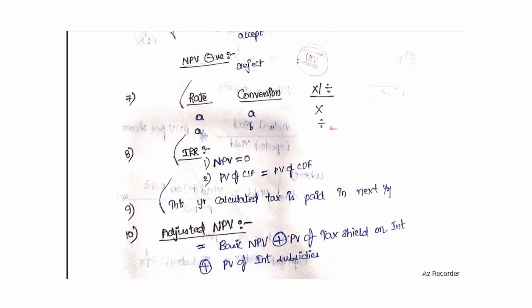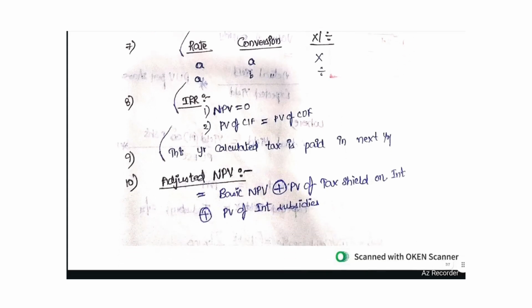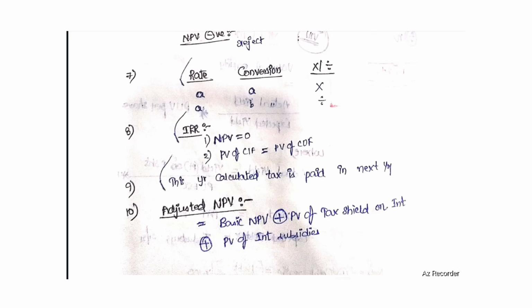If rate is same, we need to convert to the same currency; to convert into a different currency, divide. At IRR, NPV equals 0, that is, present value of cash inflows equals present value of cash outflows. This year's calculated tax is paid in next year because of assessment criteria.